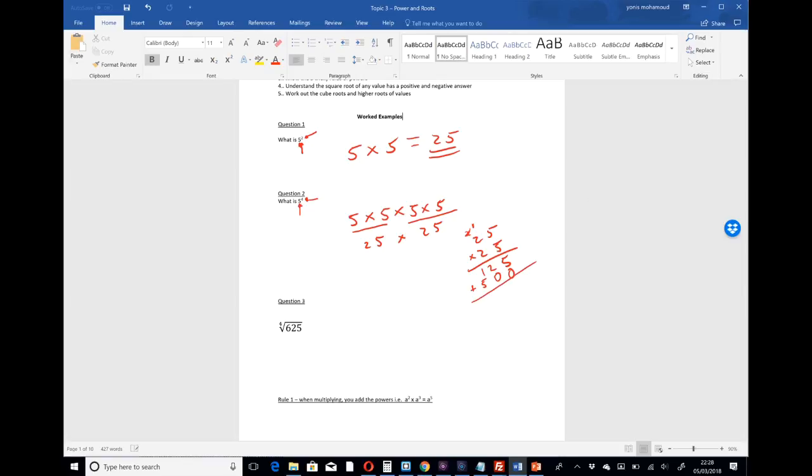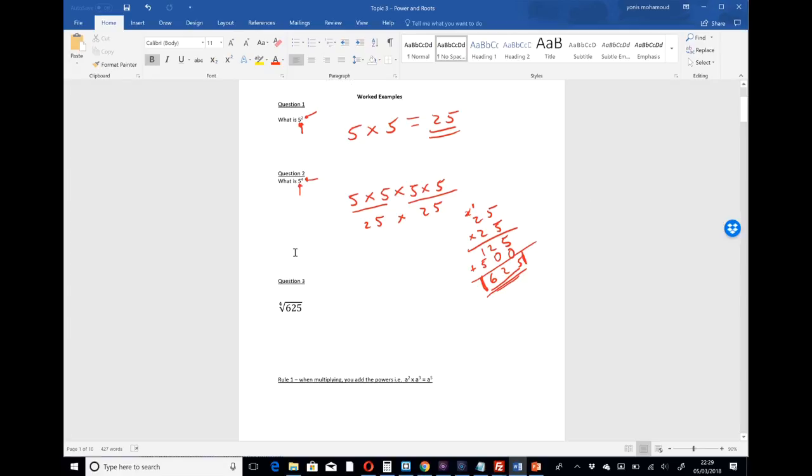Okay, then you're going to do 125 plus 500. So you're going to do 5 plus 0 is equal to 5, 2 plus 0 is equal to 2, and then 1 plus 5 is equal to 6. So 5 to the power of 4 is equal to 625. So this is your final answer.